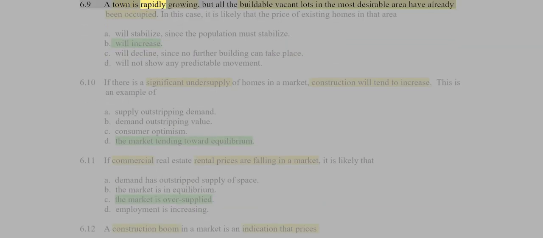6.9. A town is rapidly growing, but all the buildable vacant lots in the most desirable area have already been occupied. In this case, it is likely that the price of existing homes in that area A. will stabilize, since the population must stabilize. B. Will increase. C. Will decline, since no further building can take place. D. Will not show any predictable movement.